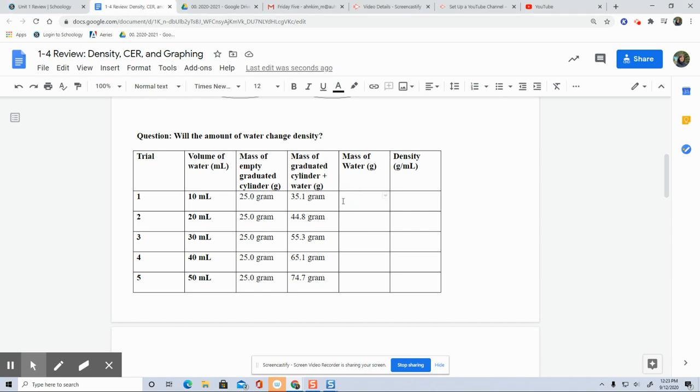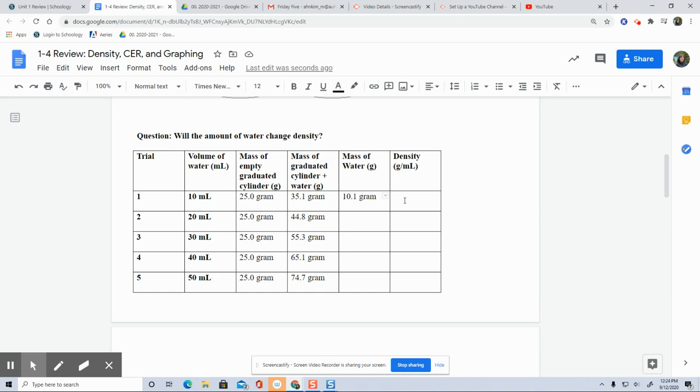So you have to subtract 35.1 minus 25, which basically gives you 10.1 grams. So you do that for different trials. So notice that the volume of water is different for each trial. And whenever you calculate the mass of water, you have to subtract the mass of the empty cylinder.